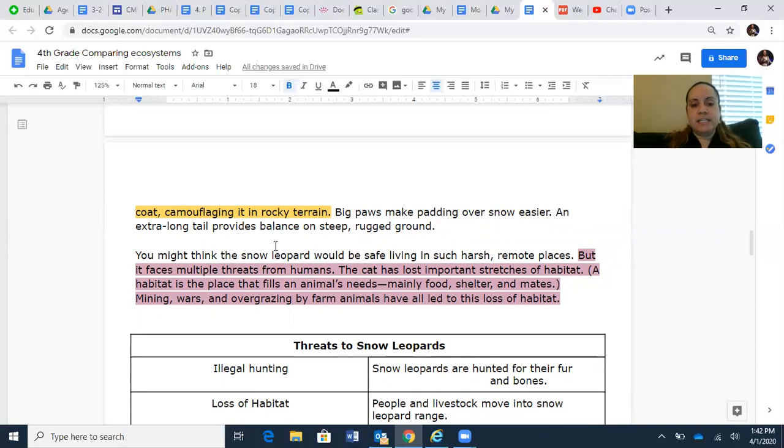You might think the snow leopard would be safe living in such harsh, remote places, but it faces multiple threats from humans. The cat has lost important stretches of its habitat. A habitat is the place that fills an animal's need, mainly food, shelter, and mates. Mining, wars, and overgrazing by farm animals have all led to the loss of habitat.